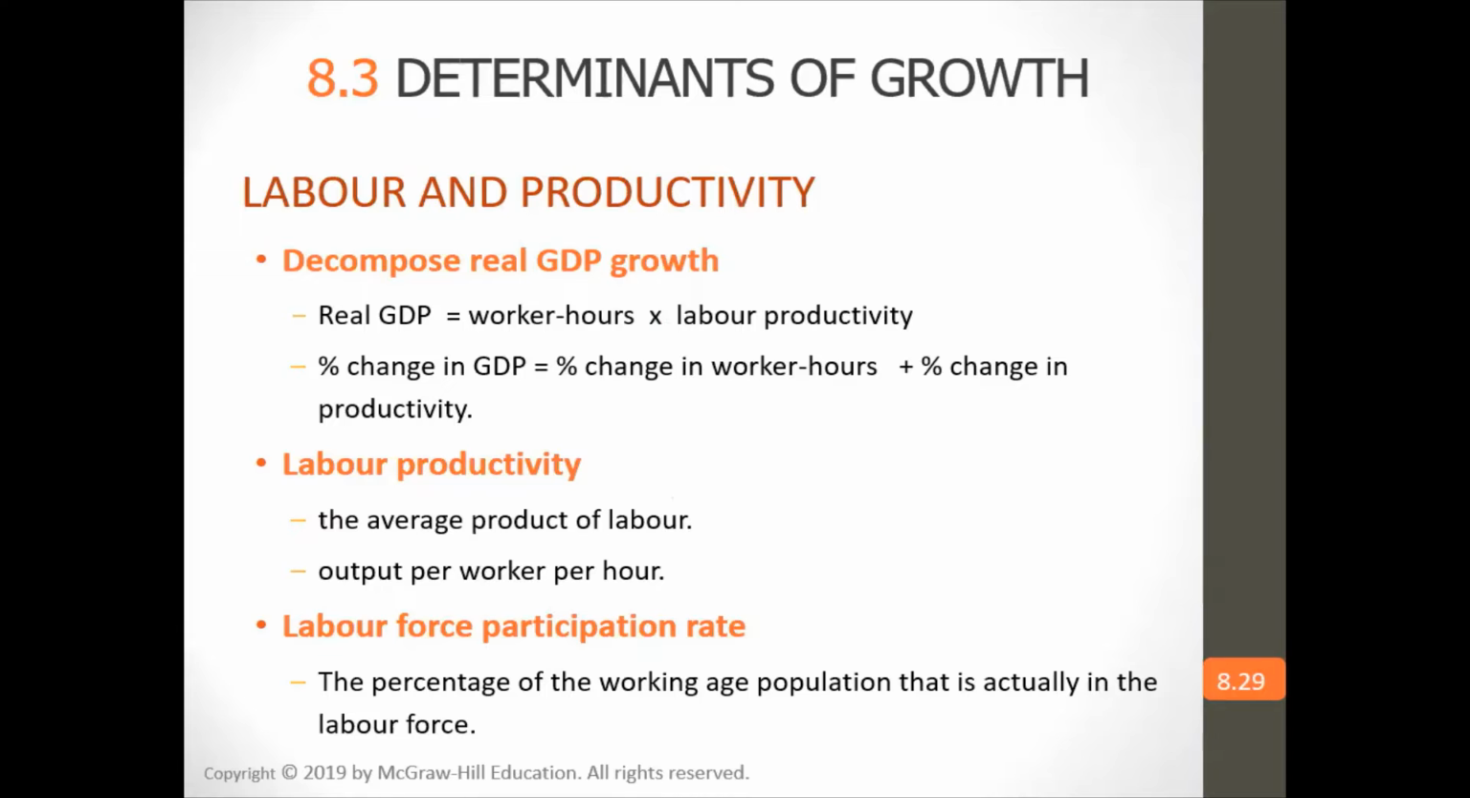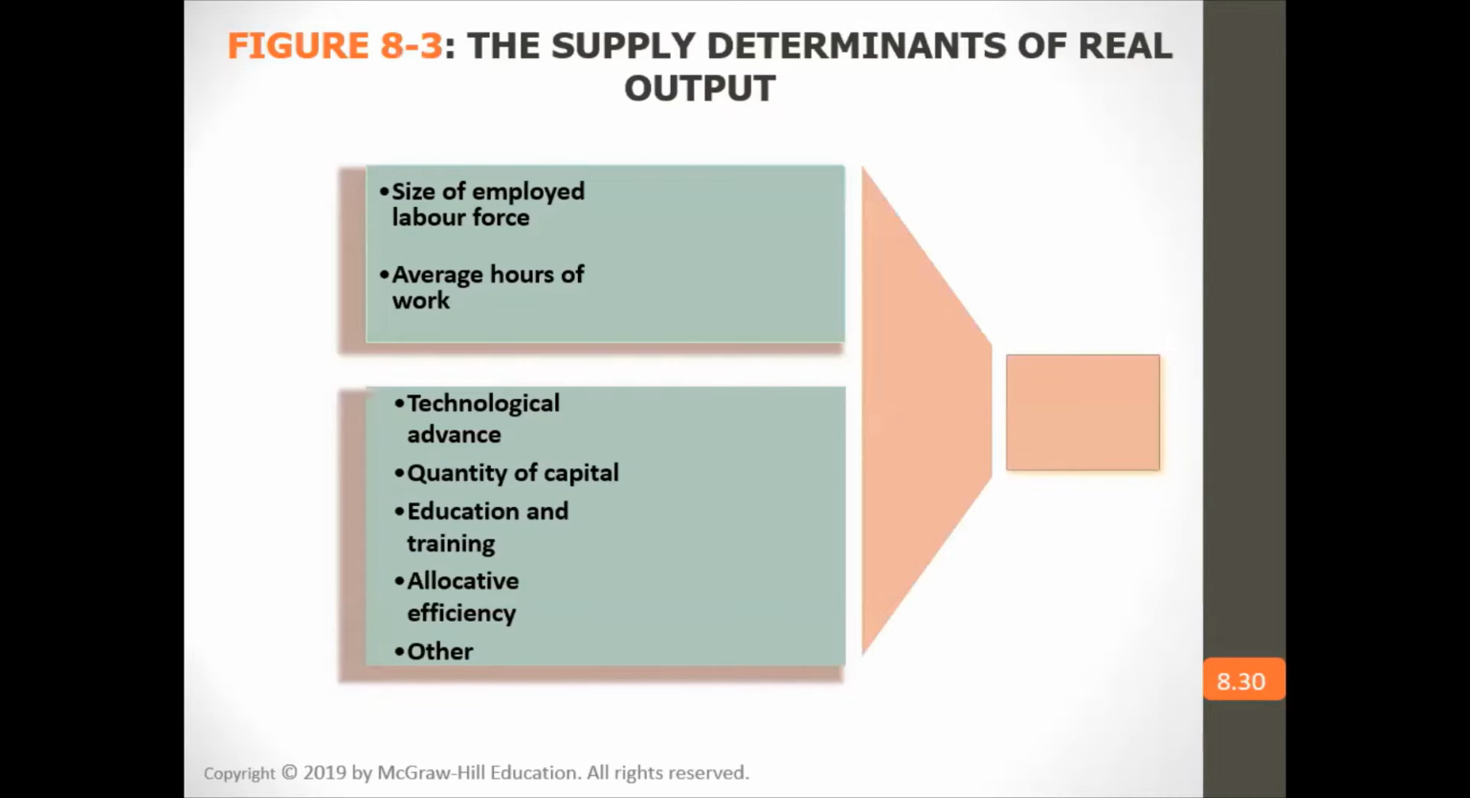So worker hours and productivity increases raise GDP. Average productive labor going up raises GDP. Average output per worker per hour going up raises GDP. So all of these things raise GDP: size of employed labor force, average hours of work, technological advance, quantity of capital, education and training, allocative efficiency, and others. All of those raise GDP when they go up.